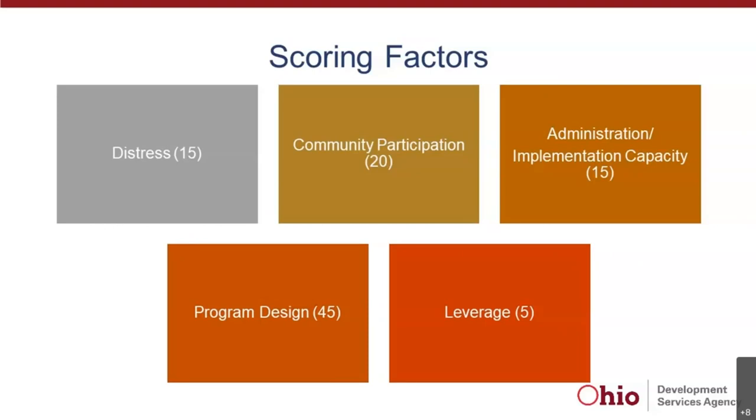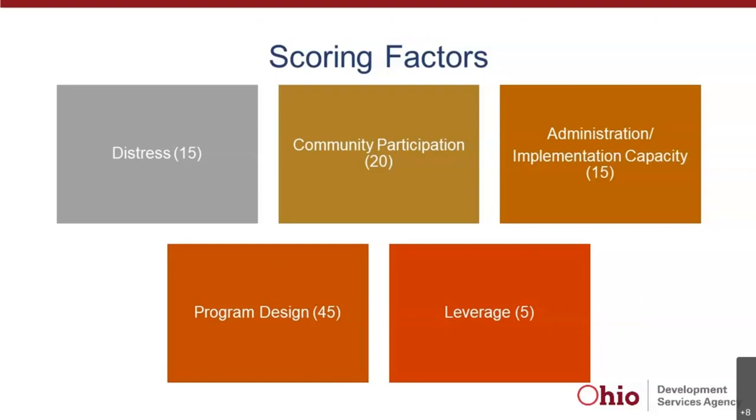Distress is worth 15 points and calculated based on the percent and the number of low and moderate income persons in the target area. Leverage is worth 5 points and calculated based on the amount of other committed resources and the extent to which the community will coordinate efforts and implement complementary programs during the grant period.